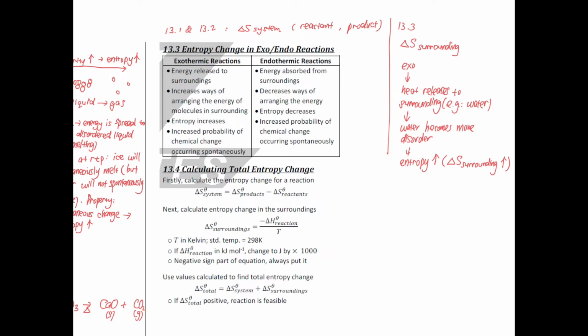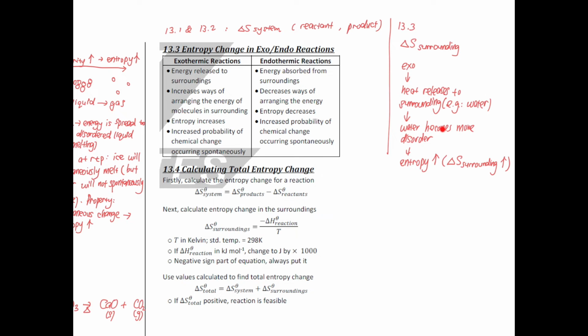Endothermic reactions: energy is absorbed from the surroundings, so there are decreased ways of arranging the energy. It is the opposite of this, right? Remember, decreased ways of arranging the energy refers to the surroundings, which is the water. The energy is taken by the system already, by the reactants or the products. Because of that, the water has fewer ways to arrange its energy because the energy is given away to others, and so entropy decreases.